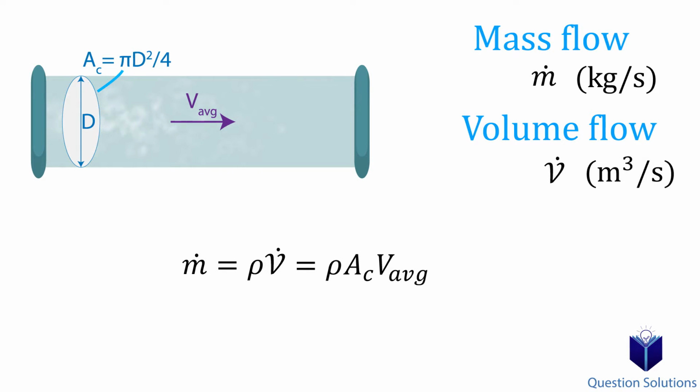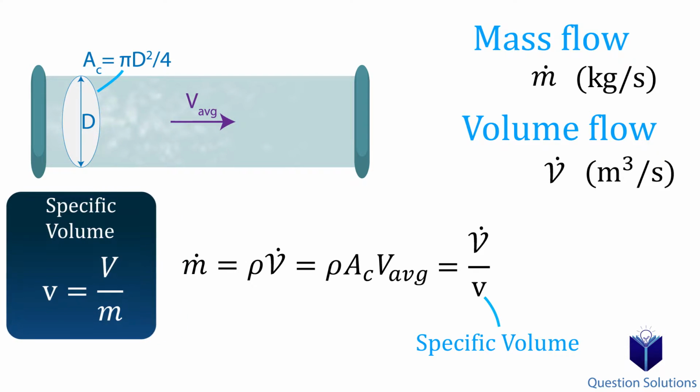Another way we can relate them would be like this. Here, it's the volume flow rate divided by the specific volume. Hopefully, you remember that specific volume is volume divided by mass. So this is just isolated for mass.